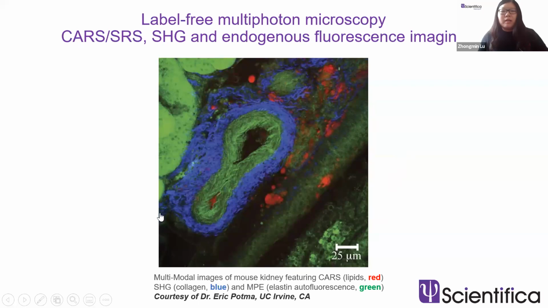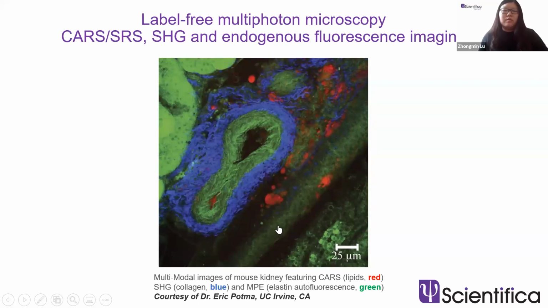So this is a really nice picture. It's actually triple color imaging from mouse kidney tissue. The CARS is used for imaging the lipids, shown in red. SHG is used for imaging the collagen, shown in blue surrounding this cell. And endogenous fluorescence imaging shows elastin in green. So these are really nice applications.